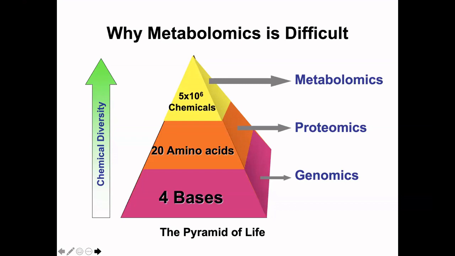In the world of chemicals, there's anywhere from 2 to 5 million biologically relevant chemicals. So the chemical diversity that we have to deal with in metabolomics is hundreds to thousands of times more complex than it is for proteomics and genomics. And that's why metabolomics is difficult, and why coverage is typically only 1 to 5%.